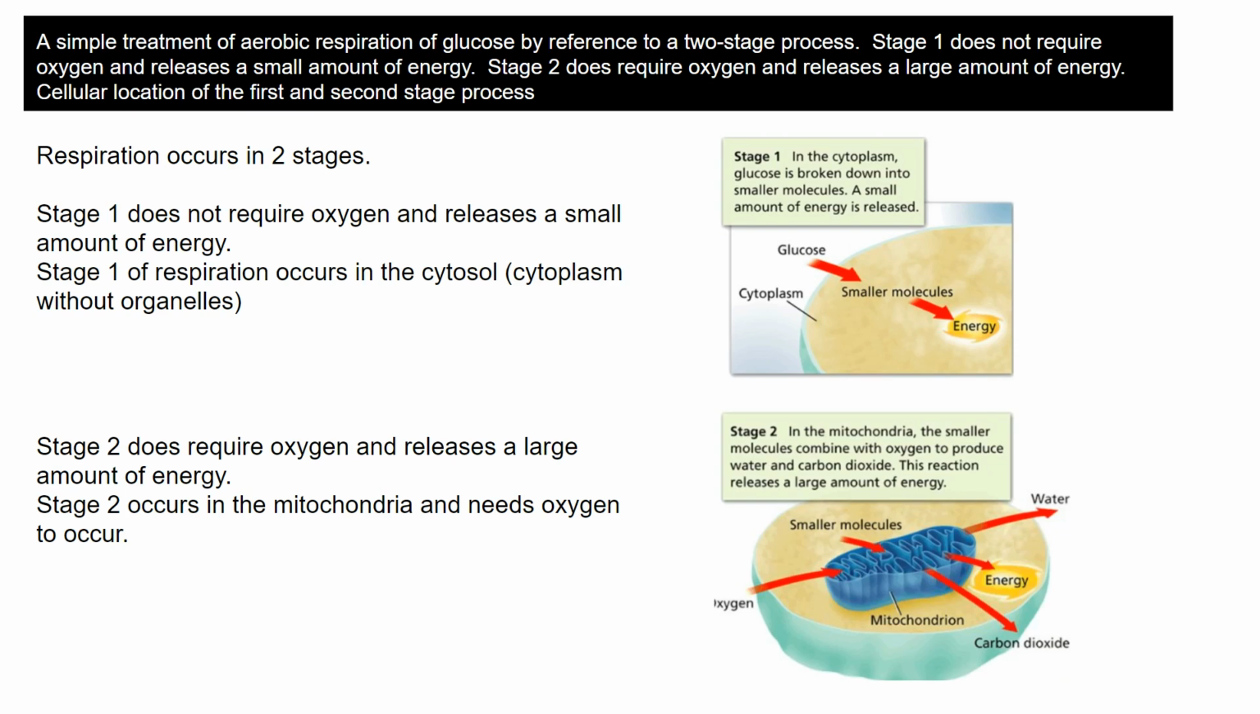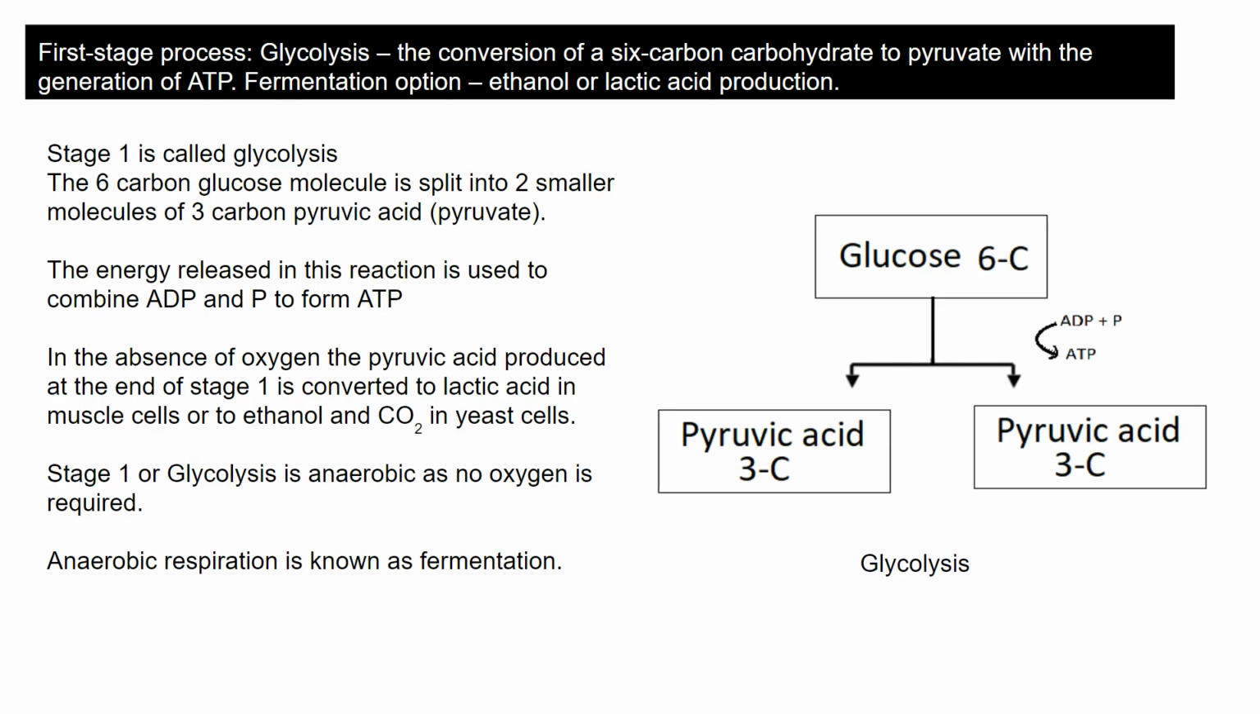In stage 2, it does require oxygen and releases a large amount of energy. And in stage 2, the molecule of glucose is completely broken down into smaller molecules of water and carbon dioxide. So stage 2 occurs in the mitochondria, needs oxygen, and will produce a larger amount of energy. So we're going to look at the first stage in a little bit of detail.